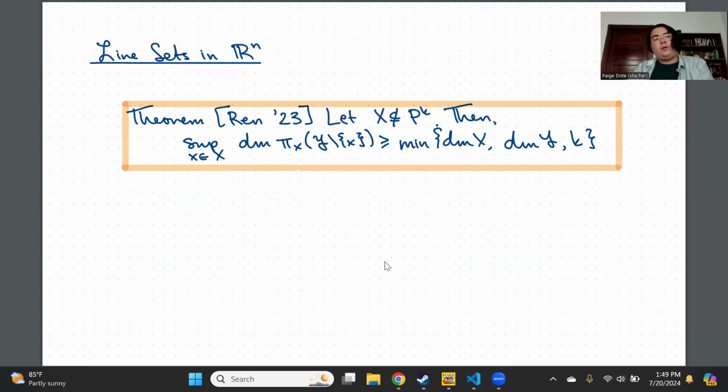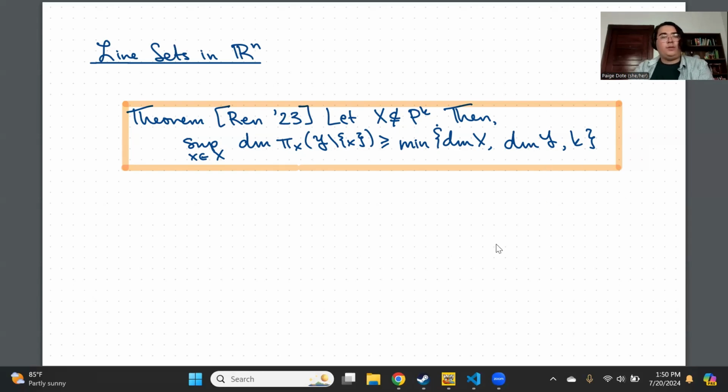The last thing I'll note is that we can also study line sets in R^n, not just in the plane. There's a result of Kevin Ren from 2023, which states the following radial projection result: if X is not contained in a k-plane and is contained in R^n, then the supremum of the dimension of the radial projection of Y onto X is at least the minimum of dim X, dim Y, and k, which is precisely the same sort of setup as we had before when k was equal to 1, i.e. X wasn't contained in a line.